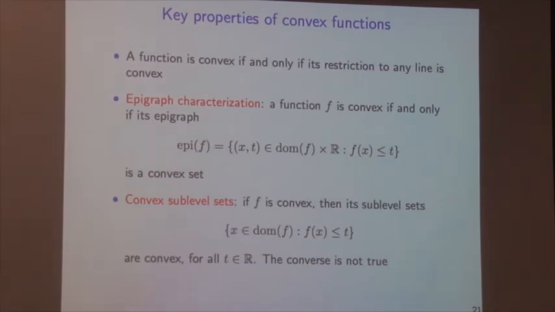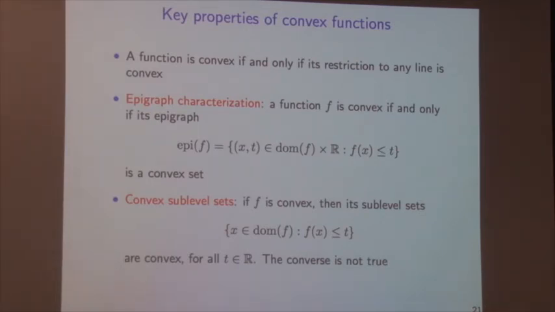So here are some key properties of convex functions. And I think for convex functions, operations that preserve convexity and properties are equally important. The properties for convex sets, like the supporting hyperplane and separating hyperplane, weren't as important, in the sense we won't use them as much. But the properties we'll use a lot for functions. A function is convex if and only if its restriction to any line is convex. That's a very important one to know.